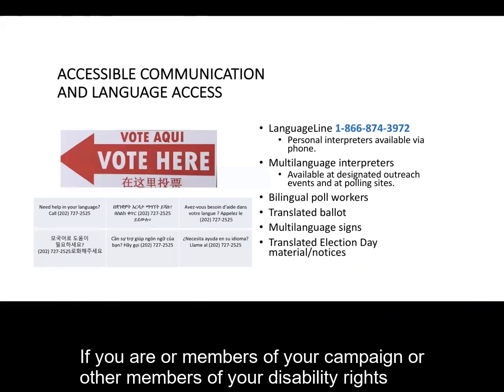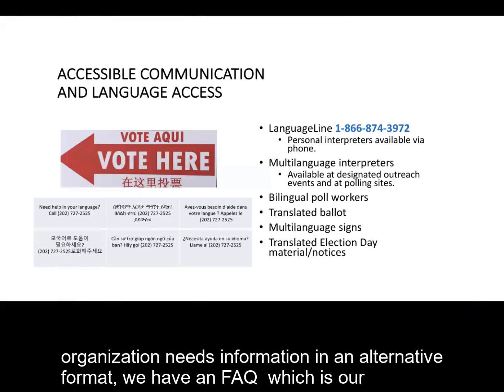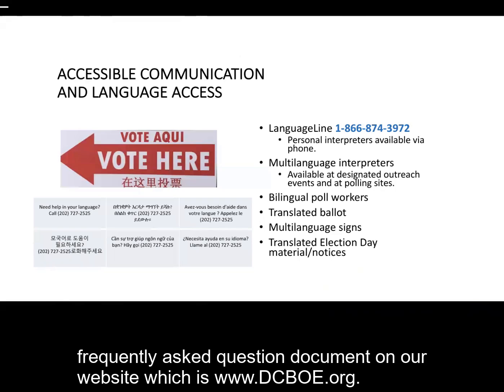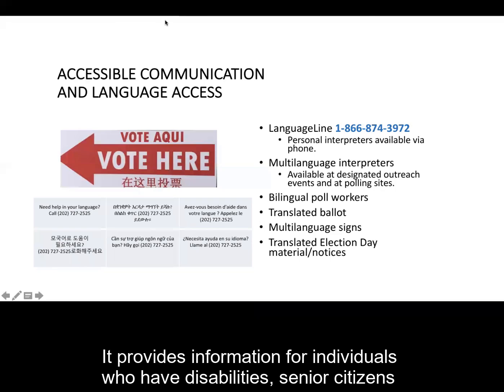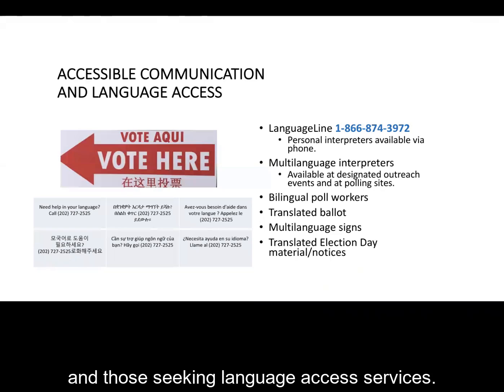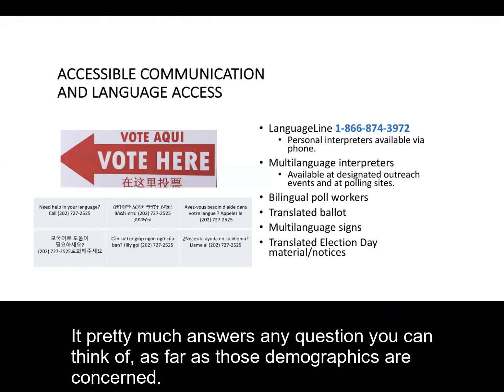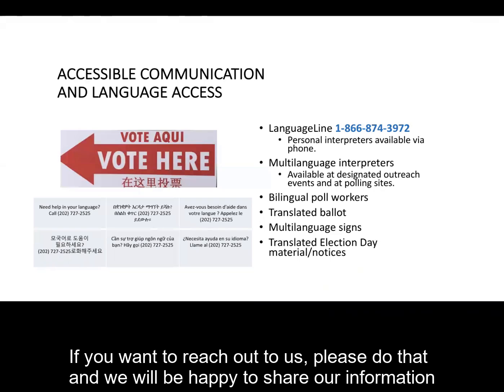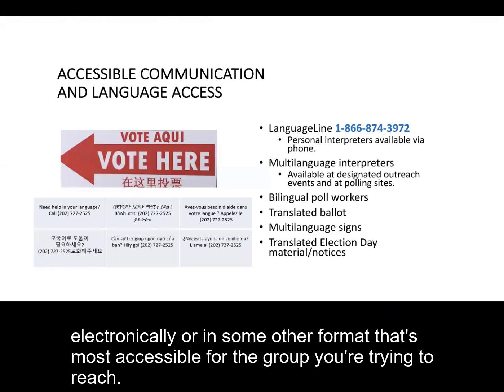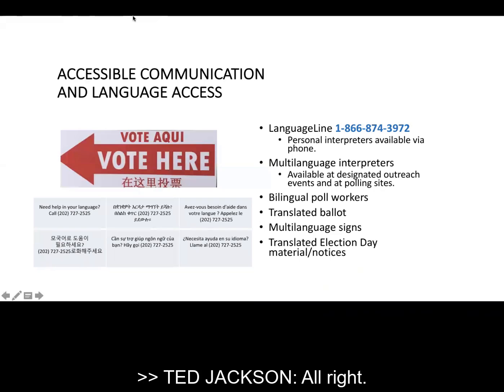If you or other members of your campaign or your disability rights organization need information in an alternative format, we have a FAQ, our frequently asked questions document, on our website, which is www.dcboe.org. It provides information for individuals who have disabilities, senior citizens, and those seeking language access services. And it pretty much answers any question you can think of as far as those demographics are concerned. But if you want to reach out to us, please do that. We will be happy to share our information electronically or in some other format that's most accessible for the group you're trying to reach. If you have any questions, please let me know.